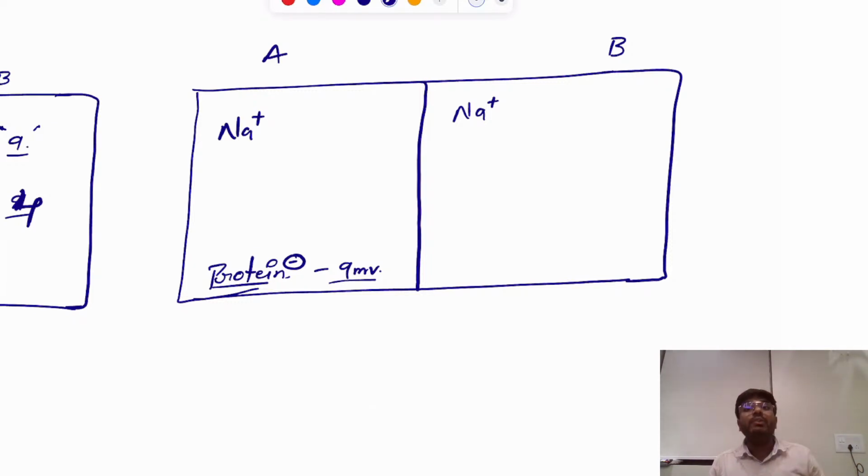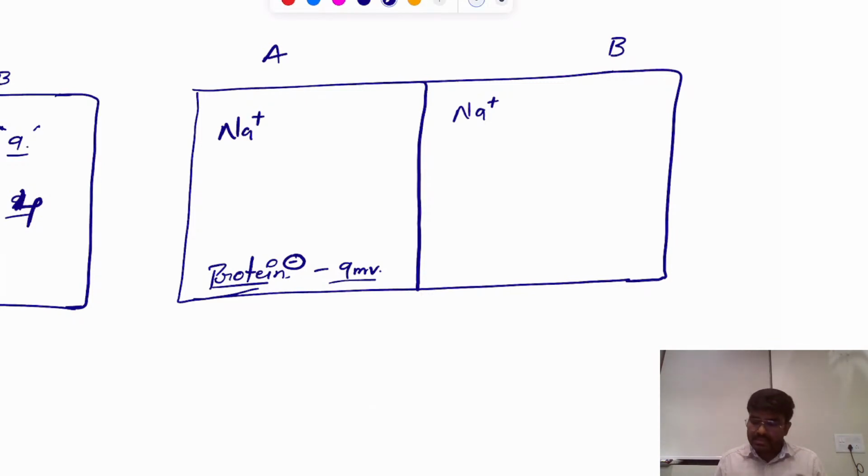Now, as it's a negative charge, it loves to attract more positive ions into the A compartment. In the same way, protein is a negative charge, so it will repel negative ions. Negativity will repel the negativity.